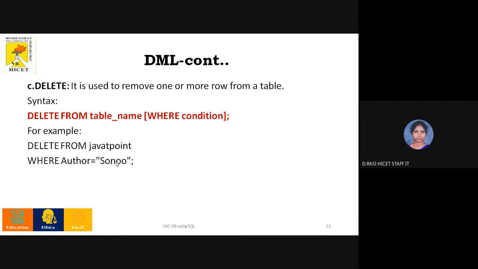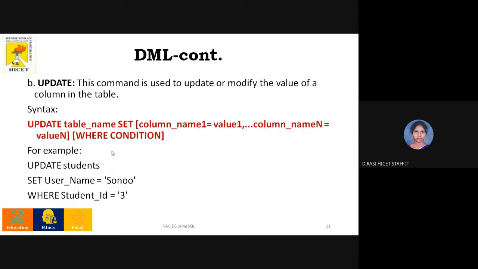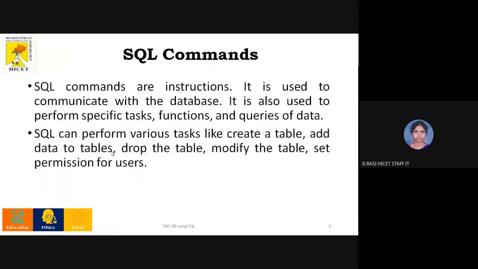If suppose I'm having 2 rows with the same name, those 2 rows get deleted here. Okay, so this is a clear picture of DML commands.